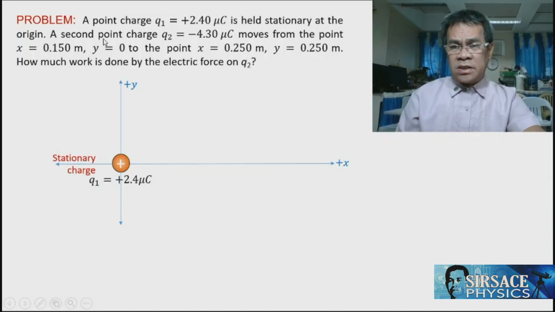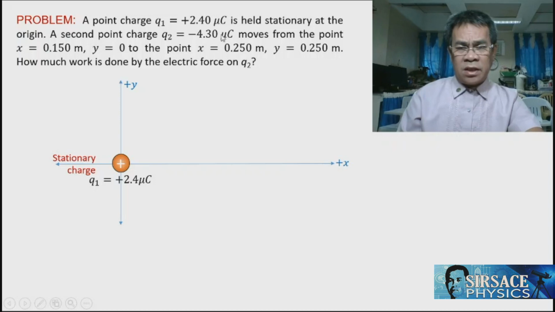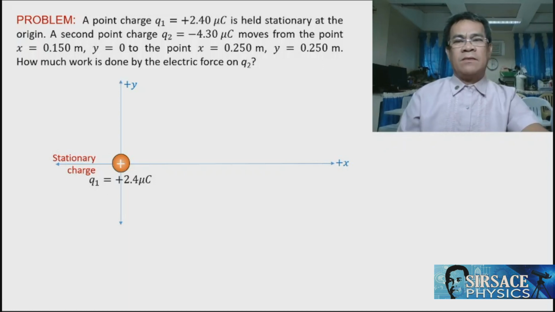Now a second point charge Q naught, or Q2, is negative 4.3 microcoulomb and moves from point A. So this is the moving charge based on this problem. Now take note, this is 4.3 and this is 2.4, so this is greater in magnitude compared to that. But this charge was held constant while this one is the moving charge.